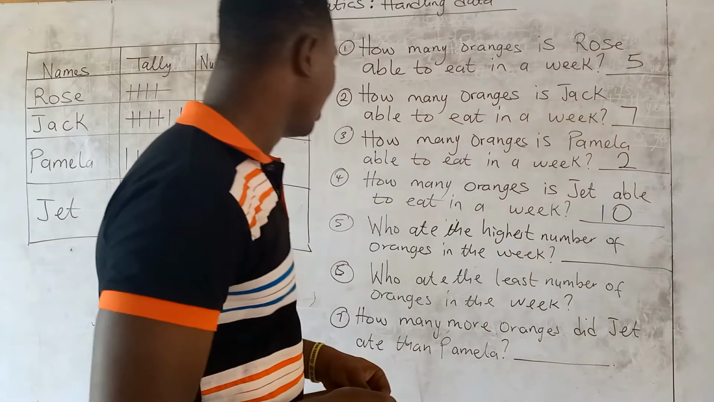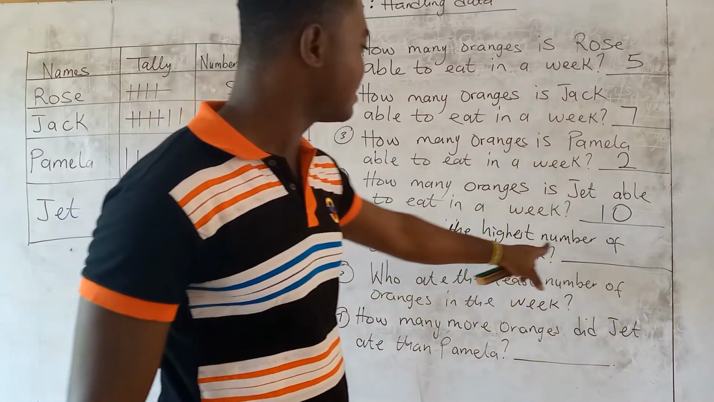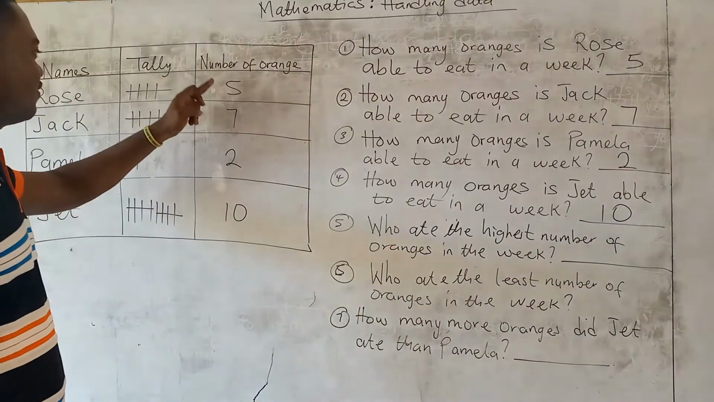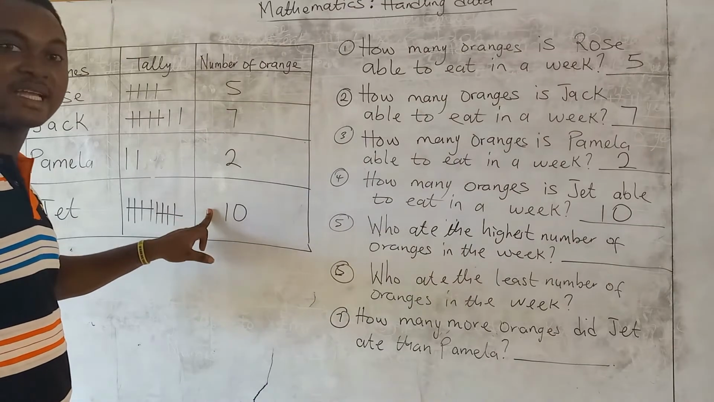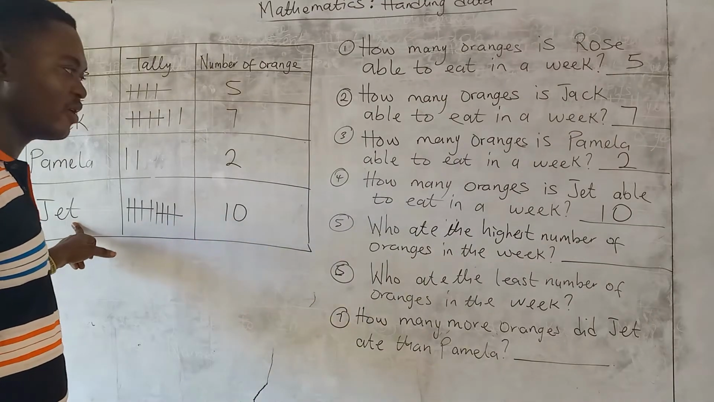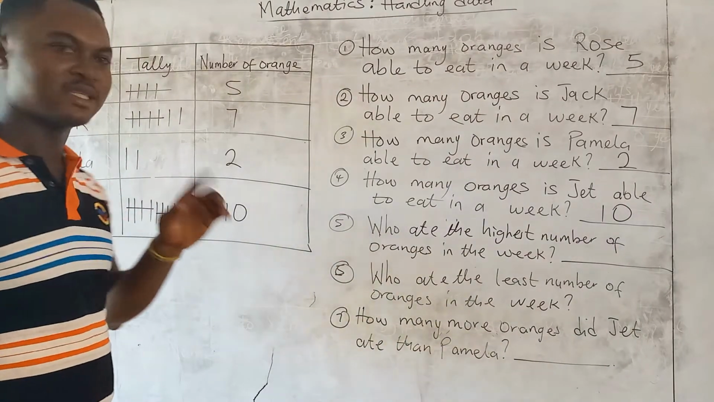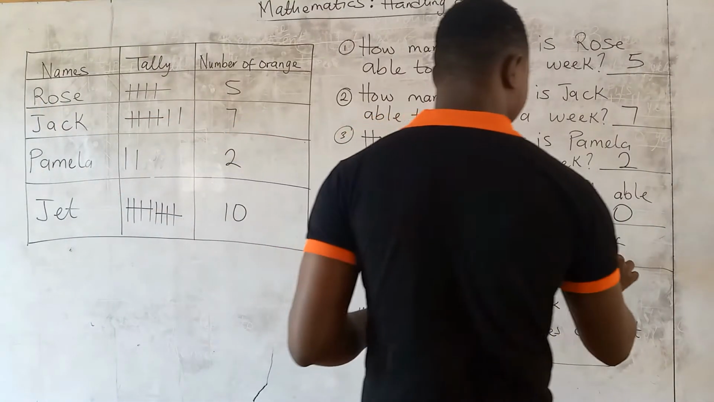And then, who ate the highest number of oranges in the week? From here, 5, 7, 2, 10, you can see it is Jet who ate the highest number of oranges. The question was who, so we are writing a name, not a number. So that is Jet.